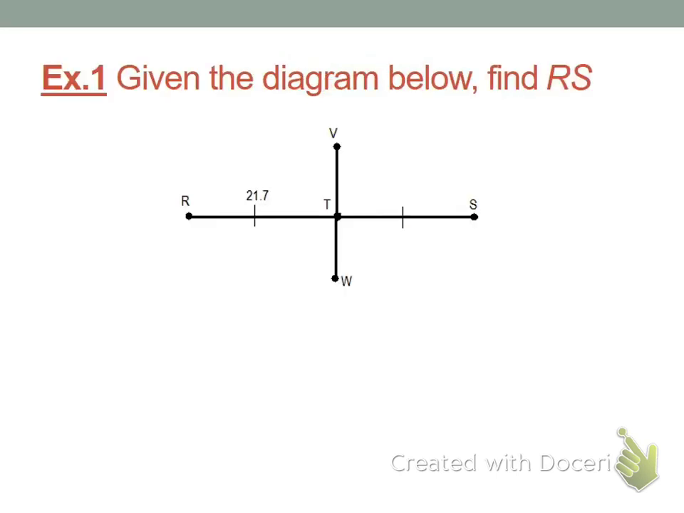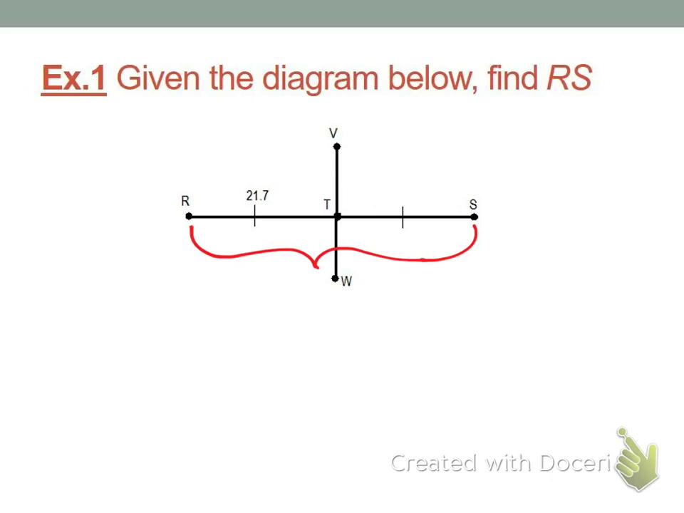Example 1, on our diagram, we are asked to find the length of RS. Sometimes when I am told to find a length, I kind of like to mark it with a curly bracket or highlight it, draw a line over it. So from R to S means I'm finding this whole length here. You'll notice that we do have these little tick marks that I'd mentioned in our diagram.